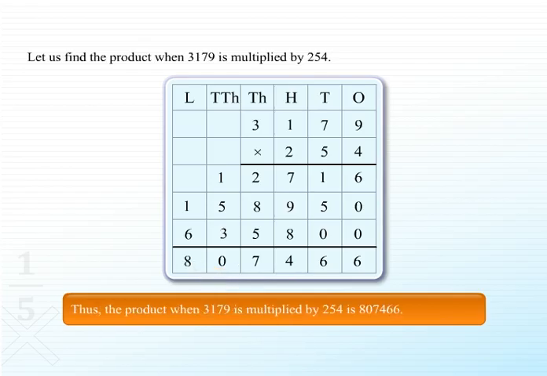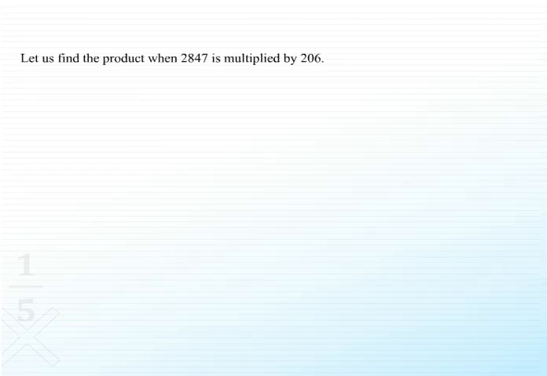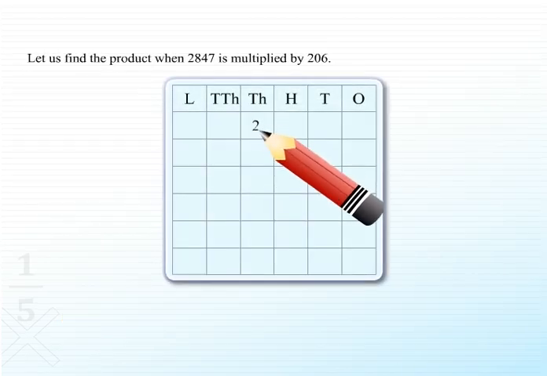Thus, the product when 3179 is multiplied by 254 is 8,07,466.